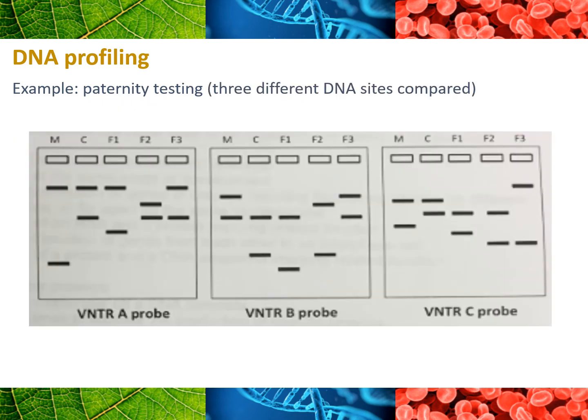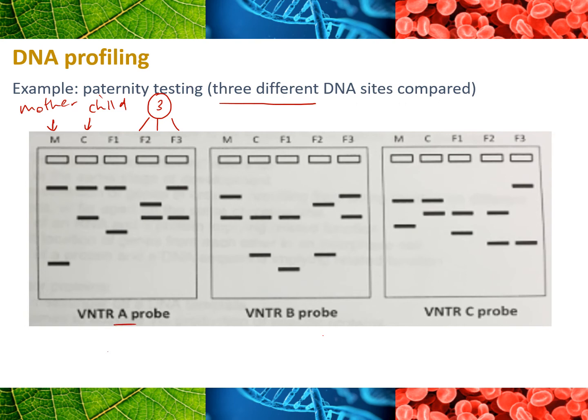All right, another example of this, a bit more complex. Like I said, you couldn't just use one little bit of DNA. Lots of alleles would be tested. So here we're going to look at 3 different DNA sites. Here we've got the M is the mother, C is the child, and then we've got 3 possible fathers. Okay, so we're going to compare for each of these sites. So we'll start with site A.